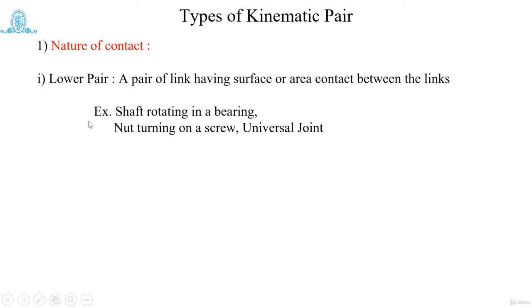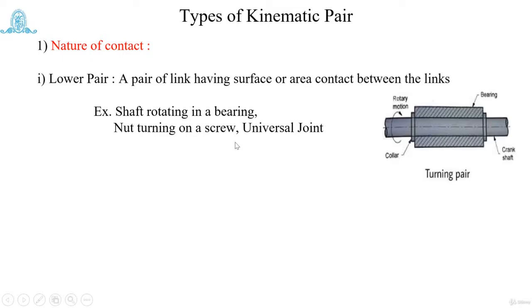Okay, as far as the example part is concerned, a shaft rotating in a bearing, which we have taken for your turning pair, as well as a nut turning on a screw, as well as a universal joint. These are all examples of a lower pair. Now look at the figure. This is a shaft turning or revolving inside the bearing. If you look at the contact between them, there is a surface contact present between these two links. That's why it is categorized under the lower pair.